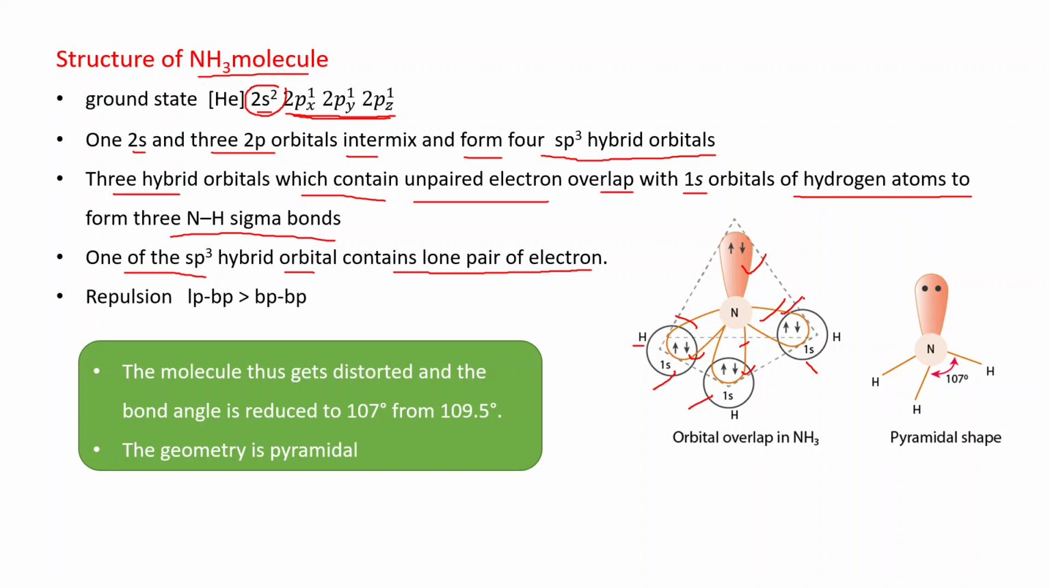But in this case there is a lone pair of electrons. We already know that the repulsion between lone pair and bond pair is greater than between bond pair and bond pair. That's why the molecule gets distorted and the bond angle is reduced to 107 degrees from 109.5 degrees. This bond angle is less than the normal tetrahedral bond angle. Why? Due to the repulsion between this lone pair and these bond pairs being greater than bond pair-bond pair repulsion. This type of geometry is known as pyramidal geometry or distorted tetrahedral. That's why we can say the NH3 molecule's hybridization is sp3, but the shape or geometry of the molecule is pyramidal. Clear?